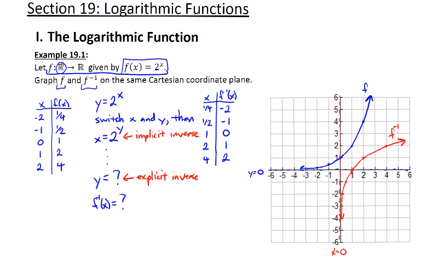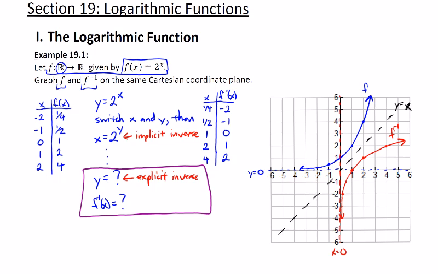And back when we talked about inverses in section 17, we had said that there was this line y equals x that represents the line of reflection for these two functions. If they are truly inverses, then you will be able to take your page and fold on that line y equals x, and you wouldn't be able to tell the difference between the two graphs. And that's exactly what happens here. So we don't quite have the ability yet to get to the explicit inverse equation, but that's going to be what we're looking at and investigating here in section 19.